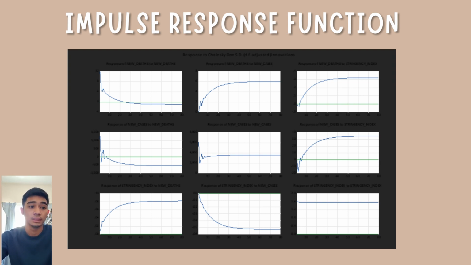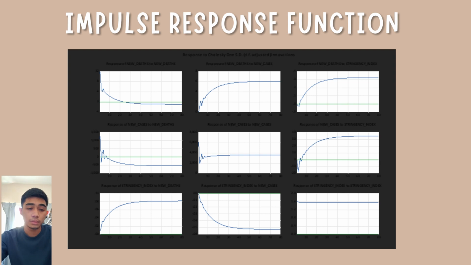First off, the impulse response of new death to new cases and stringency index. The response toward the new cases is all positive and only fluctuated at the beginning of the days before continuing to increase and becoming constant after the first 50 days. The response to the stringency index went negative at the beginning of the period before it continues increasing till day 50 and went smooth and constant after.